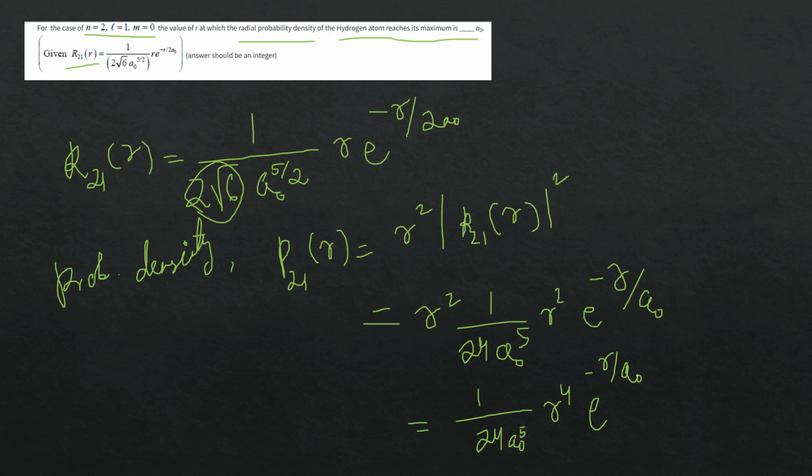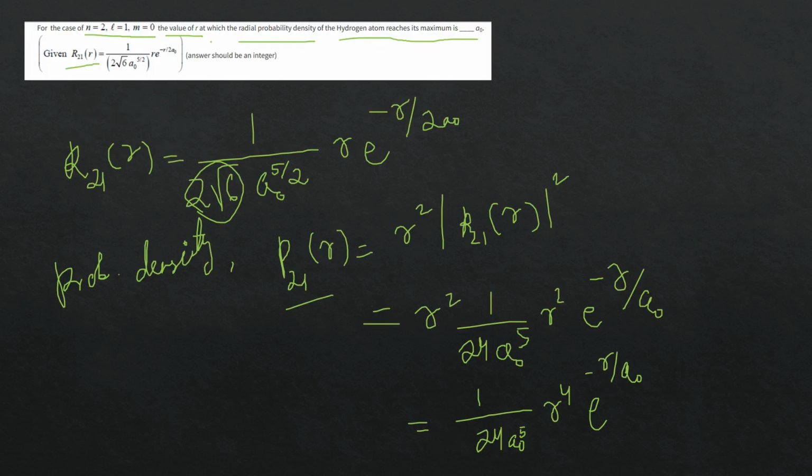Okay, so this is your probability density. What is the question? For this one, the value of r at which the probability density reaches the maximum. So for maximum, what will you do? What we usually do is take the derivative of that and equate it to 0.